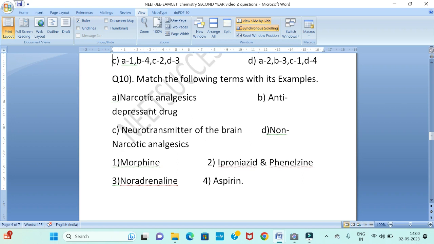Narcotic analgesic is morphine. Aspirin is a non-narcotic analgesic. Aspirin is for pain relief. If you are suffering from pain, knee pain like that, the doctor prescribes aspirin, also for headaches. Aspirin they prescribe. It is a non-narcotic analgesic.